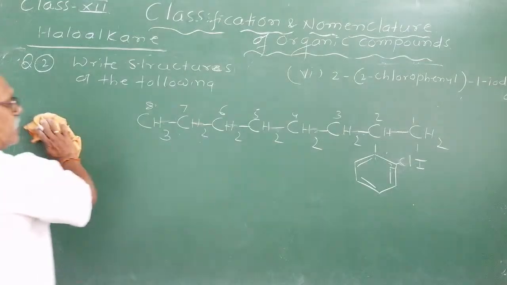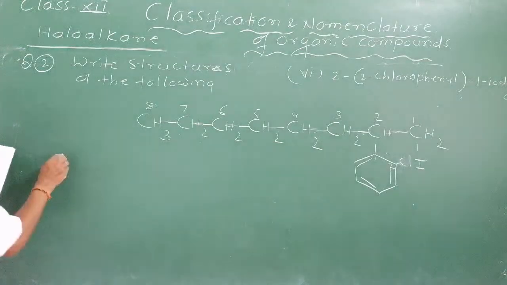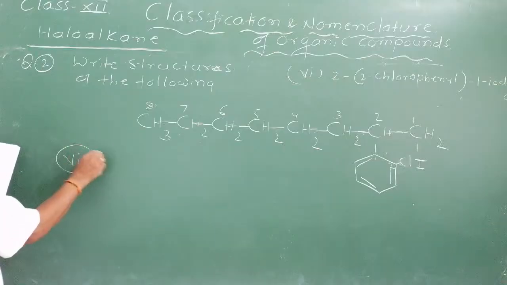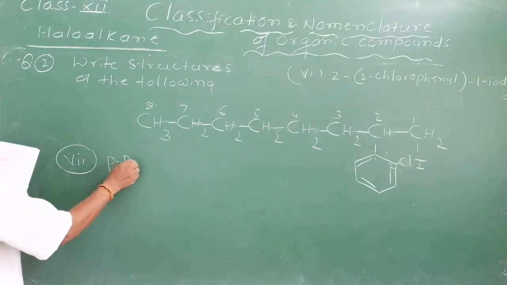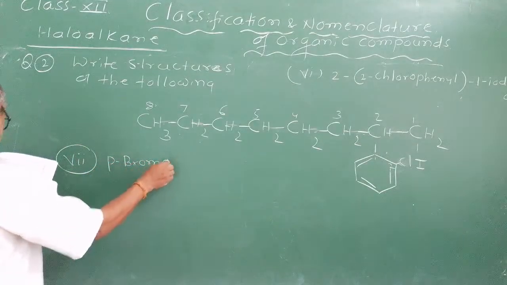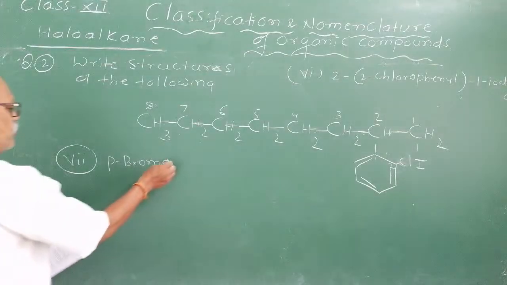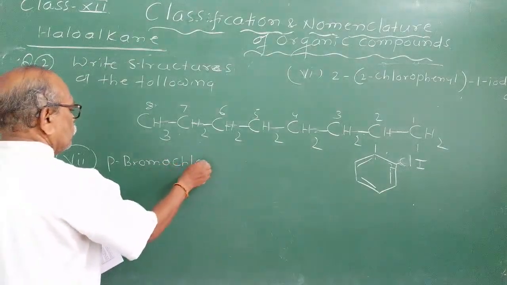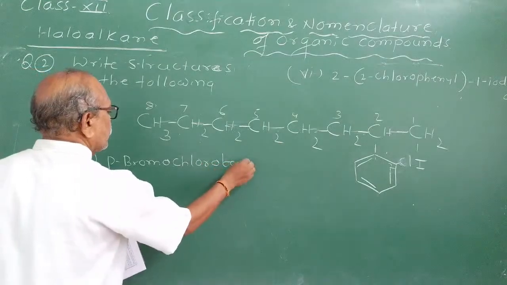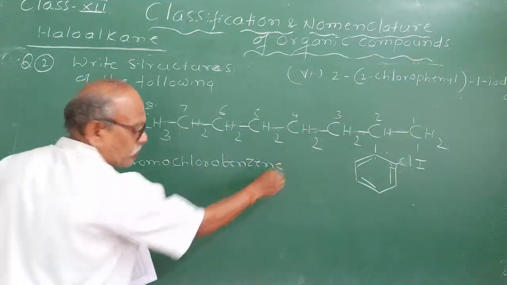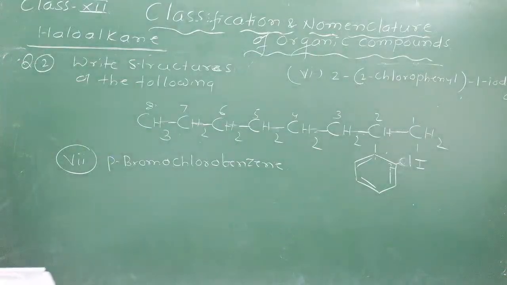Para-bromo-chlorobenzene. Write it. Next compound, 7th one. Chlorobenzene. Write the structure of it.